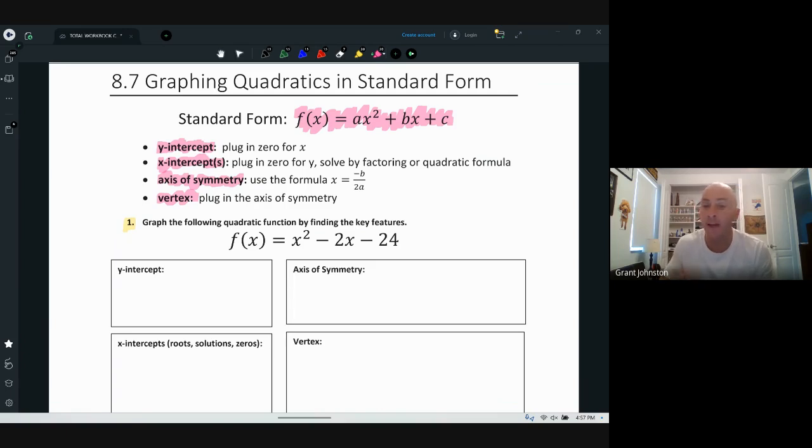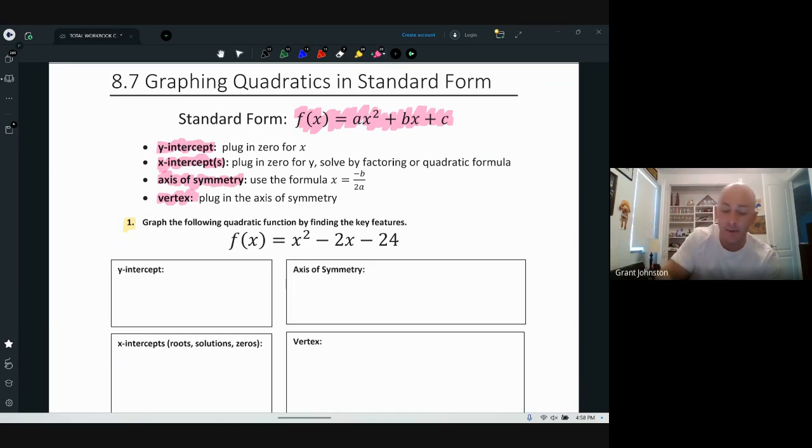To get the y-intercept, and we've been talking about this most of the year, the y-intercept is when x is 0. So to get the y-intercept, just plug in 0 for x. That's all you have to do. To get the x-intercept, you plug in 0 for y, and then you're going to have to solve it using factoring, the quadratic formula, or, if you're feeling risky, completing the square, which is kind of tough.